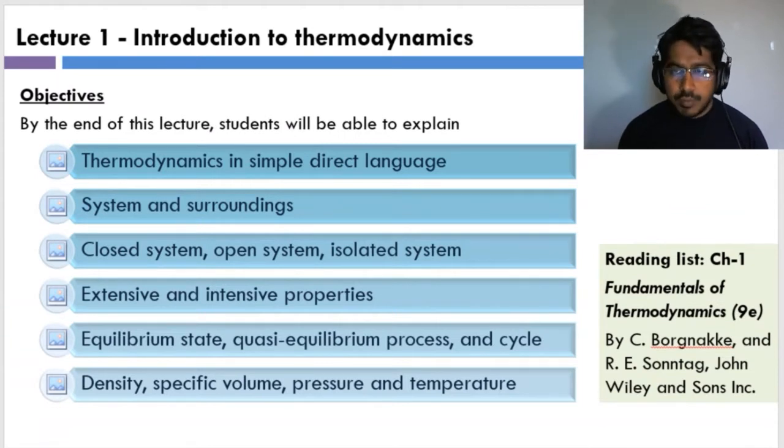Then extensive and intensive properties. What do these terms stand for? I believe you already know the properties, but what are these extensive and intensive properties? So we'll be discussing that as well. Equilibrium state, quasi-equilibrium process, and cycle. So what do these terms stand for in the sense of thermodynamics?